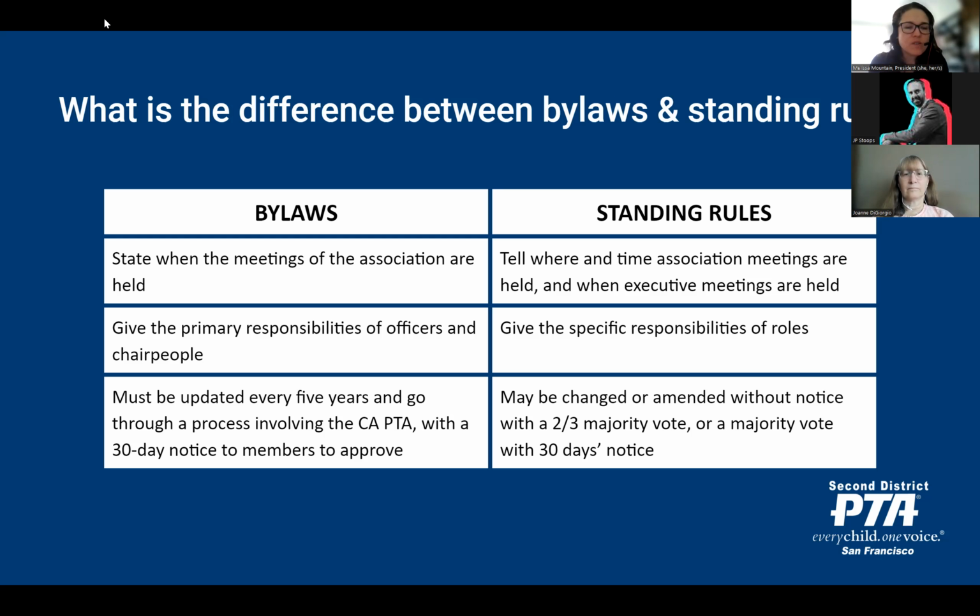There's also a big difference in the process for updating. Bylaws can be a longer, more involved process, and standing rules are something that you can change at every single association meeting if you needed or wanted to. If you don't tell people in advance that you're going to make a change to the standing rules, it would require a 2/3 majority vote. But if it's something you've planned ahead and have announced, it just requires a simple majority vote. Any questions about the difference between bylaws and standing rules?